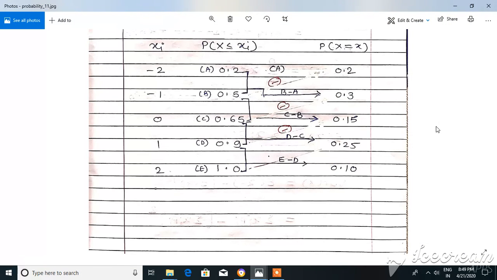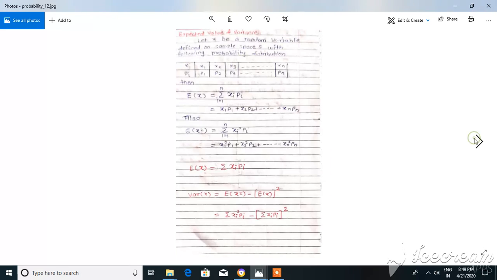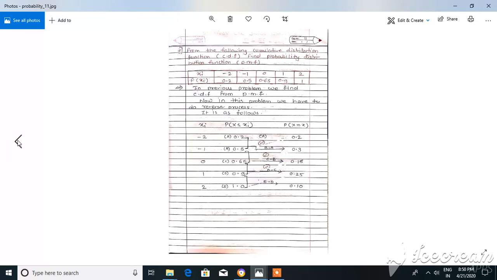Let us check whether the next one is a different type or not. Okay, this is a different one. So I will do the next type in the next lecture, the next slide.